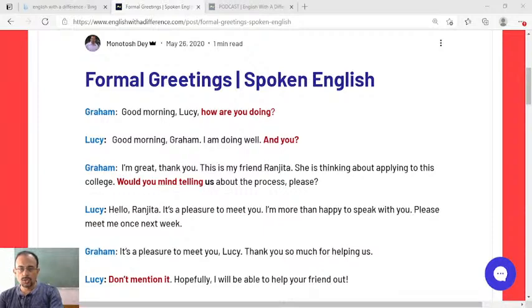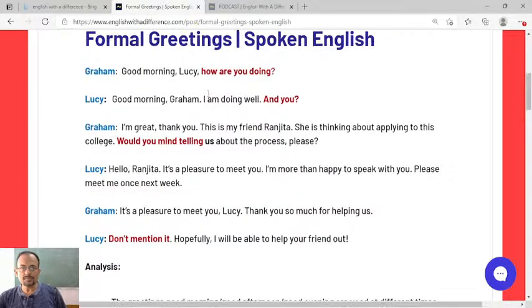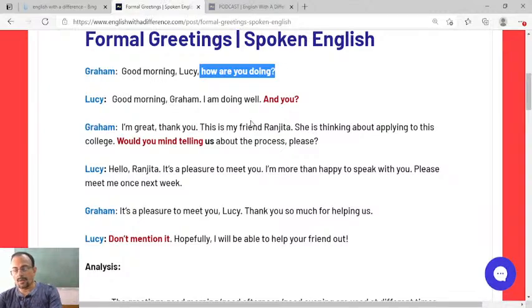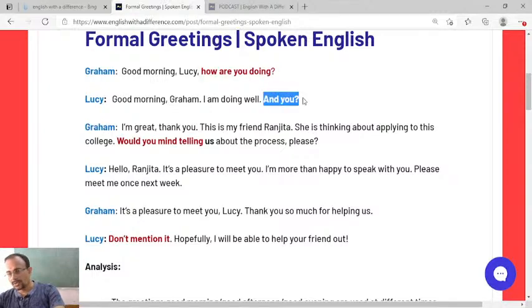So first of all, let us try to learn some of the standard expressions in formal greetings. See, it is important for us to learn, for example, how are you doing? How are you doing is another way of asking, how are you? There are many people who say, how are you doing, and many people who say, how are you? This is one of the standard expressions of formal greetings. Good morning, Graham. I am doing well. And you. So, and you is something which you have to learn, dear students.